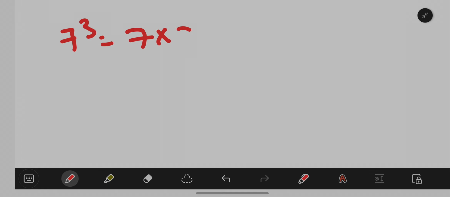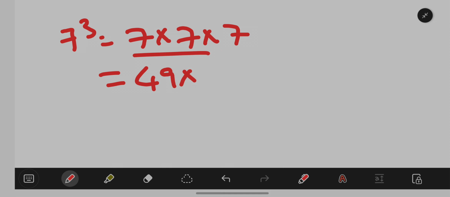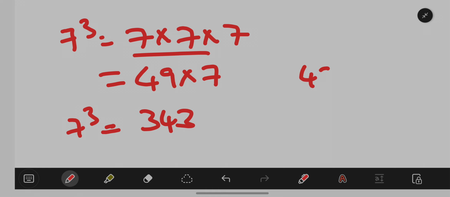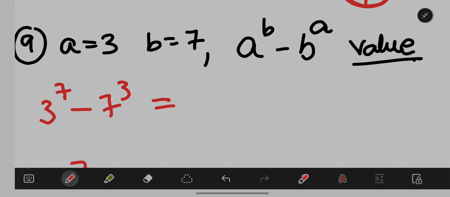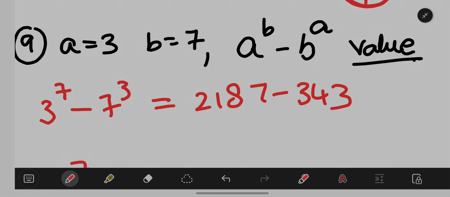Next we have to find 7 cube. 7 cube is 7 into 7 into 7. 7 7s are 49, right? 49 into 7 is 343 actually. Or else, if you want, you can do it simply: 7 9s are 63, 7 4s are 28, 28 plus 6 is 34, so 343. Now since we know these values, put them here: 2187 minus 343. Just subtract this, you will get the answer as 1844.